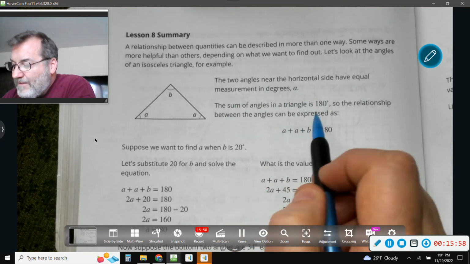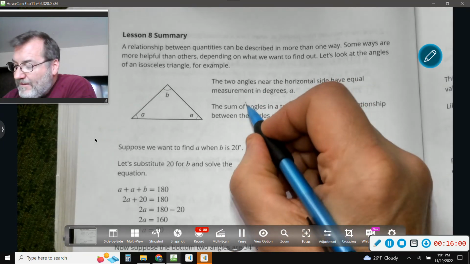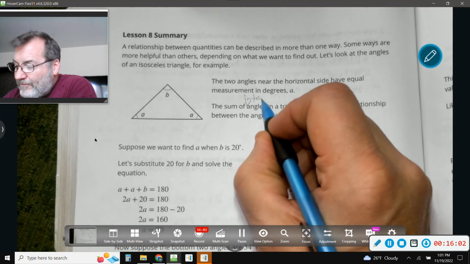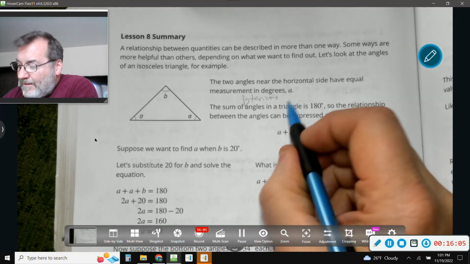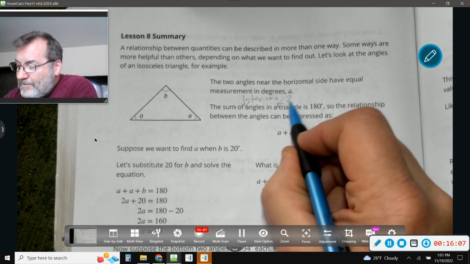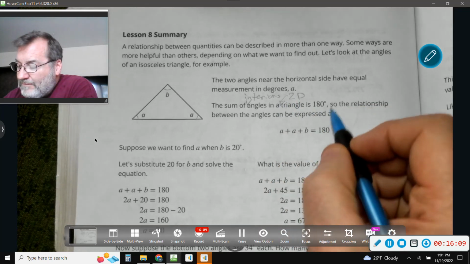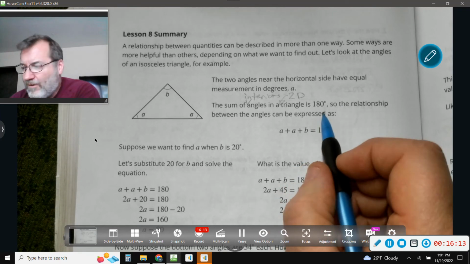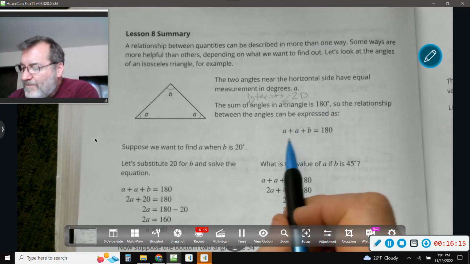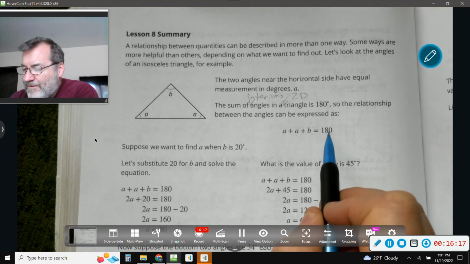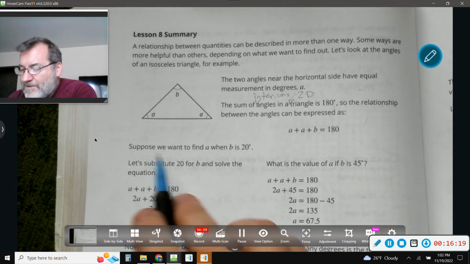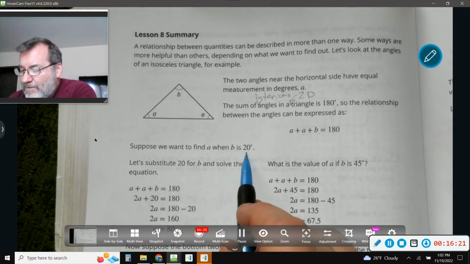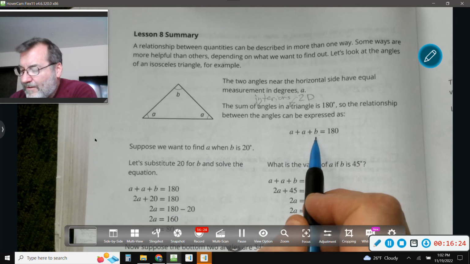A, the sum of the angles. Now remember, the sum of the interior angles of a two-dimensional triangle is 180 degrees. So we'll make sure that we preface that so we're all on the same page. So the relationship, if you add A plus A plus B, you get 180 degrees. Suppose we want to find A when B is 20 degrees. So we're just going to put in a 20 right here.